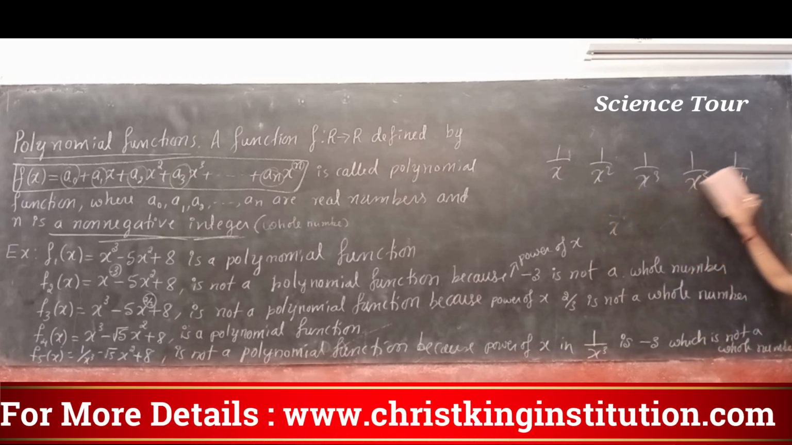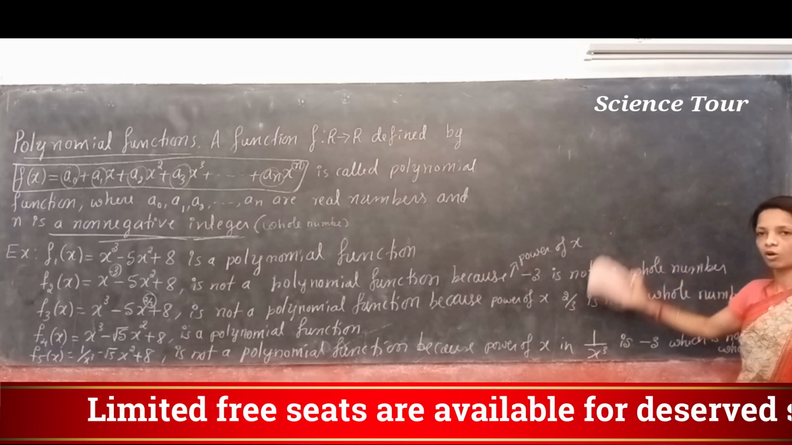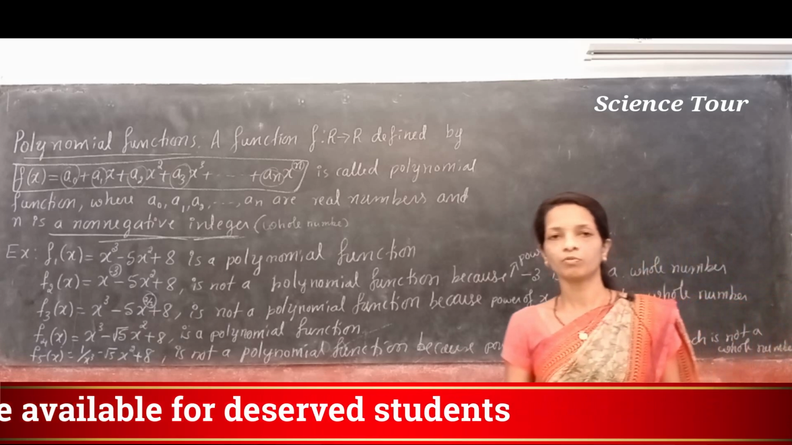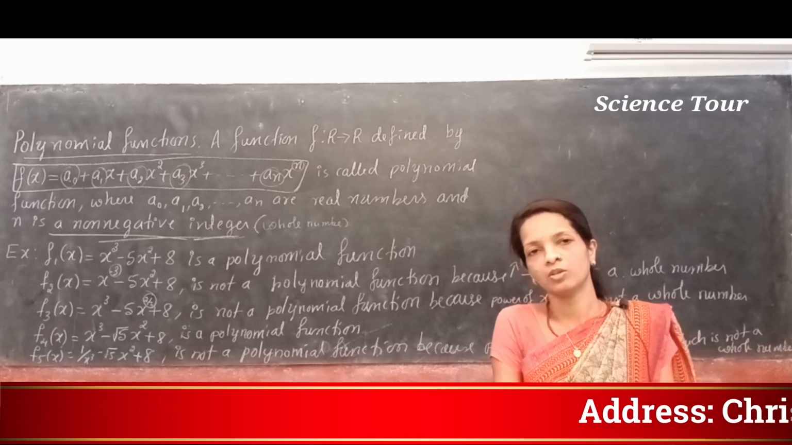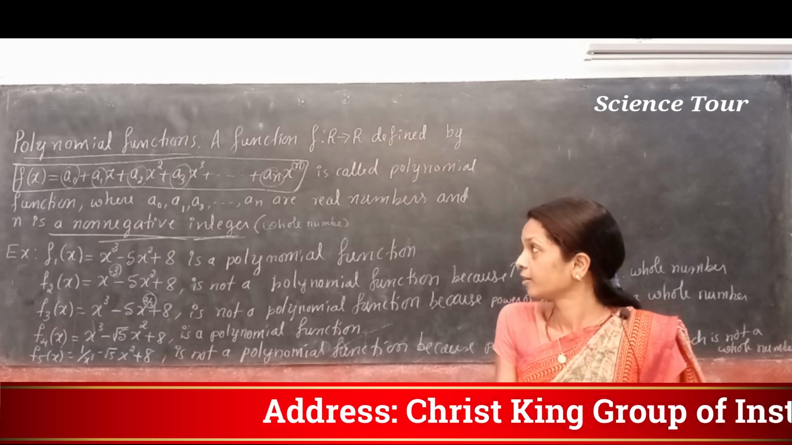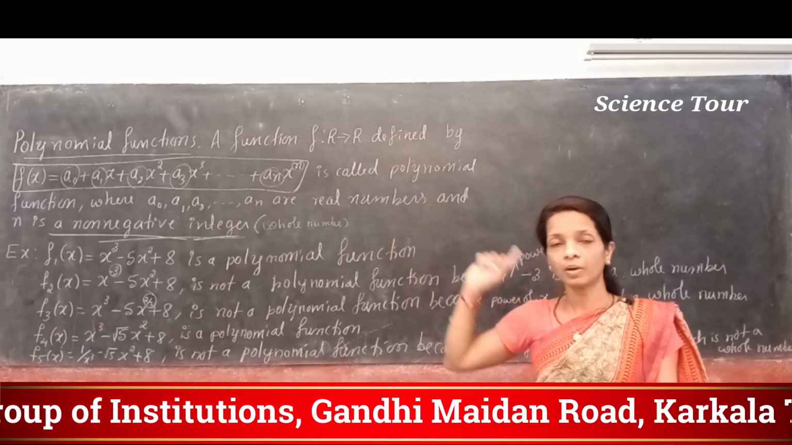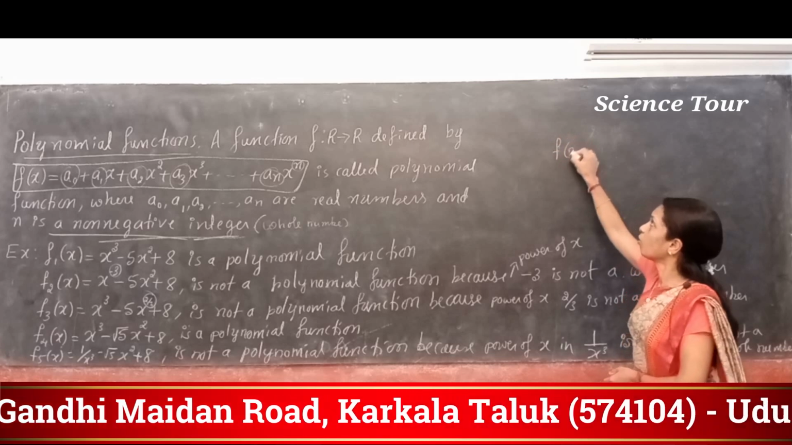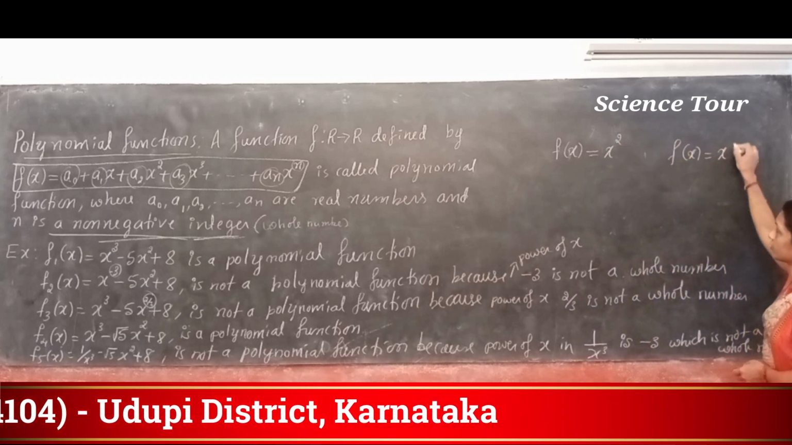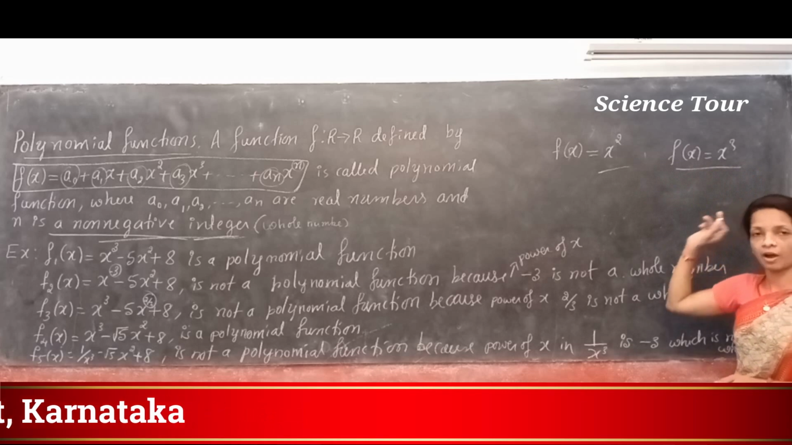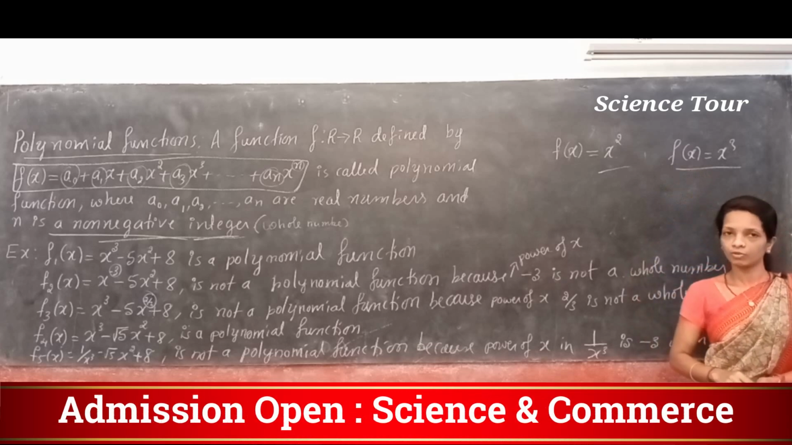So you just have to observe whether each power of x is a non-negative integer or not. If each power of x is a non-negative integer or a whole number, then that function is a polynomial function. Otherwise it is not a polynomial function. And we are not having the graph of a polynomial function for this general definition, but we have to draw the graphs of the polynomial functions f of x equal to x square and f of x equal to x cube. For these two polynomial functions, we have to draw the graph and also write the domain and range. Okay.